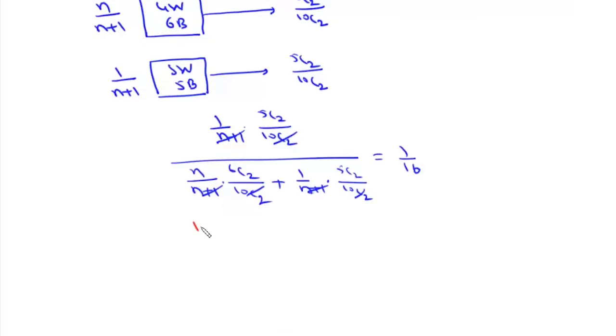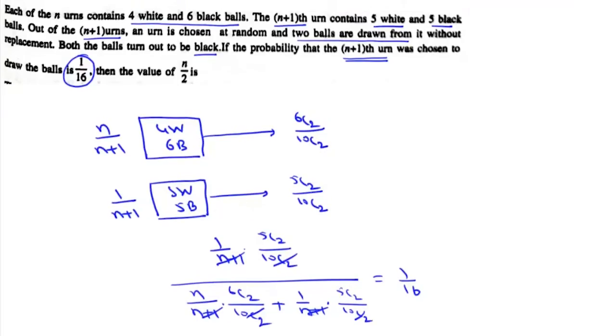We can write this as 10 upon, now 6c2 is 15, so 15n plus 10, and this will be equal to 1 by 16. Now we can write this as 15n equals 160 minus 10, which is 150. So value of n is 10. Now we need to find the value of n by 2. Value of n by 2 is 5. So in this case, value of n by 2 is 5, and that is the answer to this question.